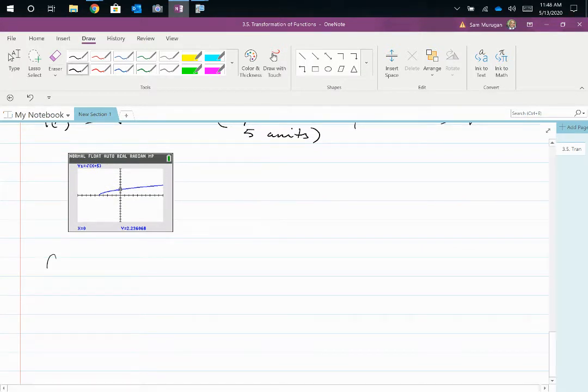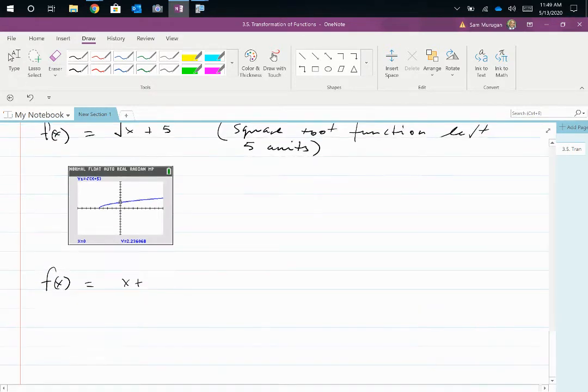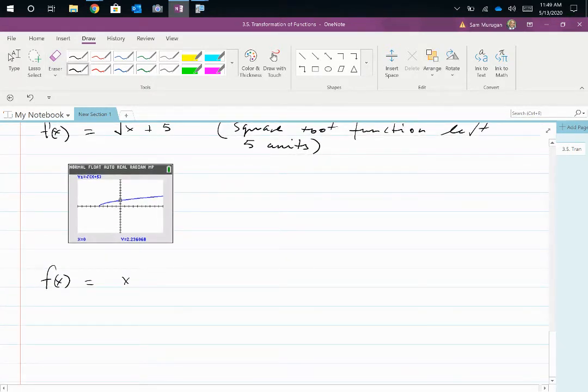If I wanted to graph, say, the cube function, let's move it to the right instead, minus 6. This is the cube function, right 3.